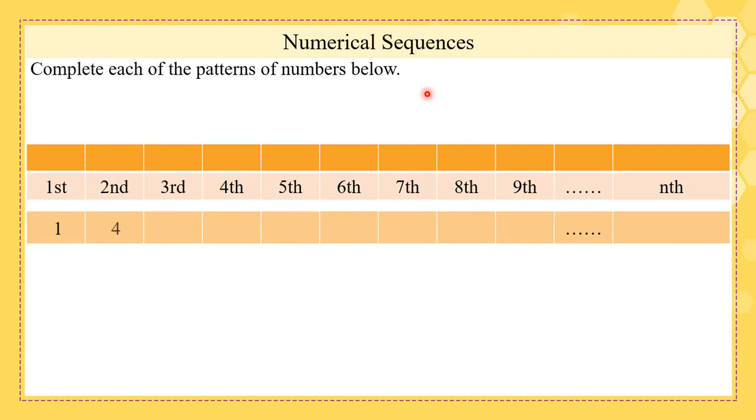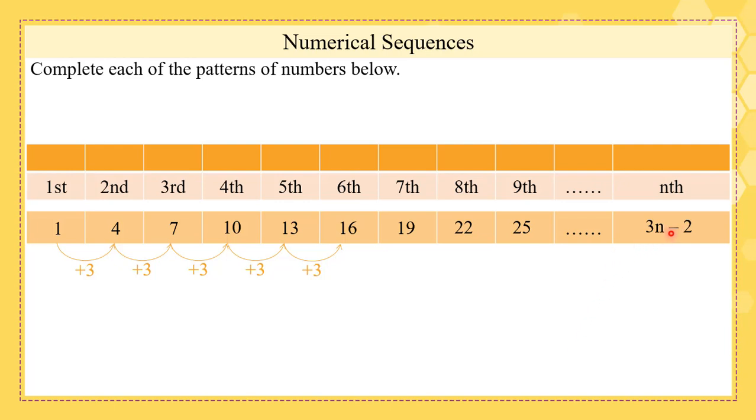Now this is 1, 4, 7, 10, 13. How do we continue? We are adding 3, as you see. So if we add 3, we get 16, then 19, then 22, and so on. And if we want to write it in terms of n, we get 3n minus 2.